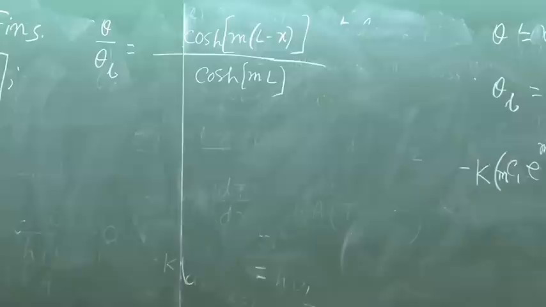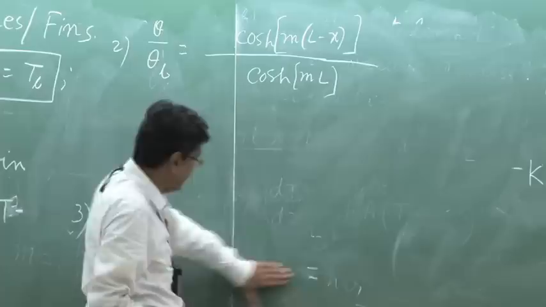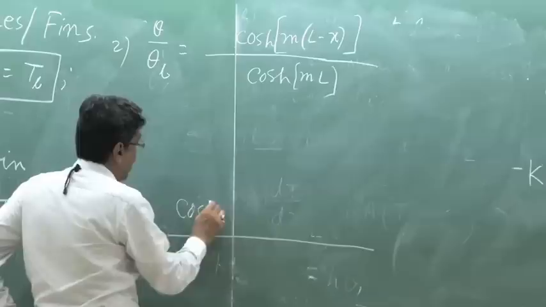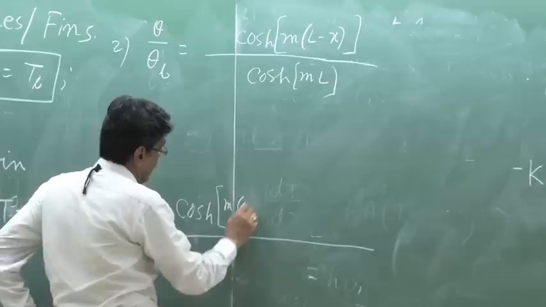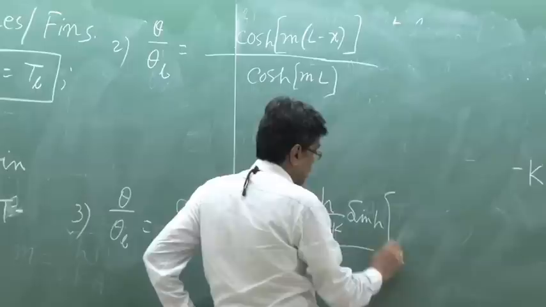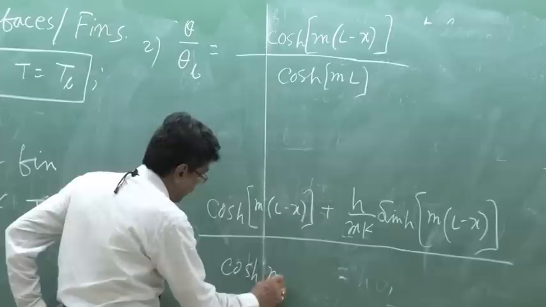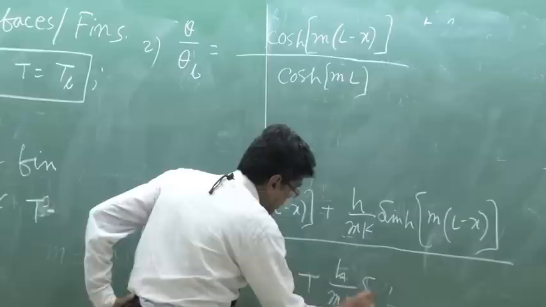Now I get a solution theta by theta b for this third case. This is the second case, this is the third case. Theta by theta b is cosh m(l minus x) plus h by mk sinh m(l minus x), divided by cosh ml plus h by mk sinh ml.